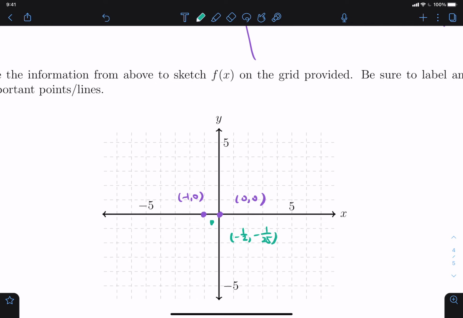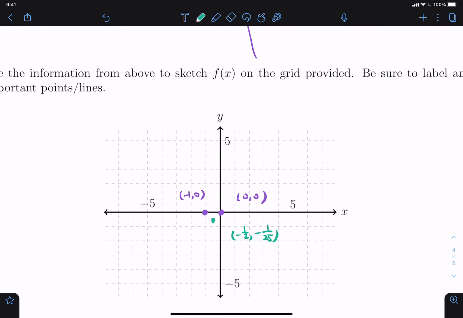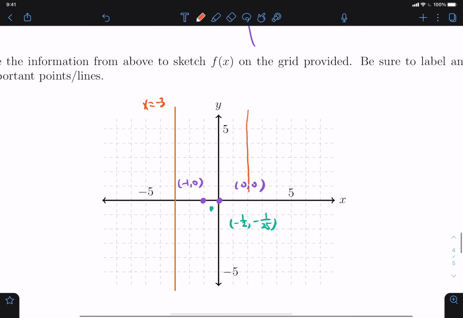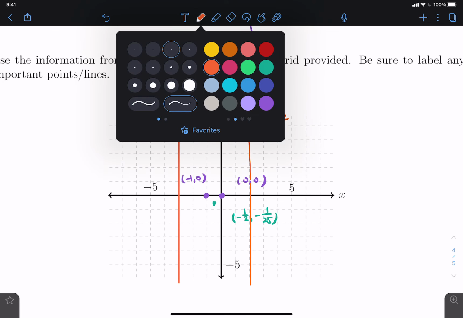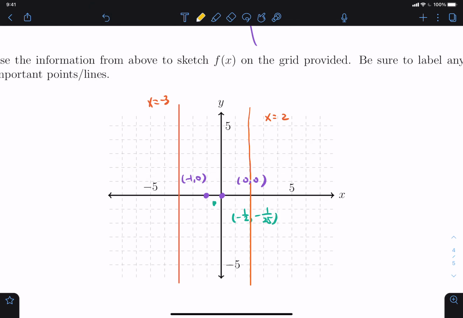Okay, and we have our vertical asymptotes, that is x equal to negative 3, right? Negative 3 is here. So this x equal to negative 3 is a vertical asymptote. And also another vertical asymptote, that is x equal to 2. X equal to 2. Okay. And our horizontal asymptote, that is y equal to negative 1. That's here.